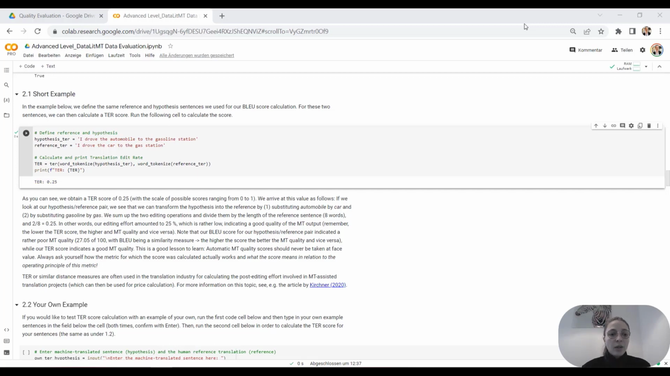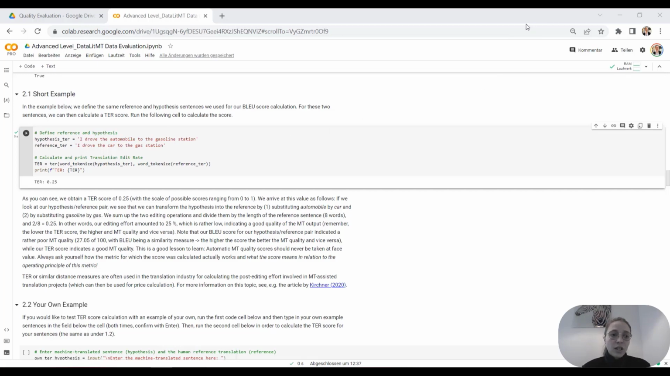And we can see here that we only have to do 2 substitutions. So the only thing we would have to do is substitute automobile by car and gasoline by gas. So the way this would be calculated then is to say 2, because we have 2 substitutions, divided by the length of the reference sentence, which is 8. So 2 divided by 8. And that gives us the value of 0.25.